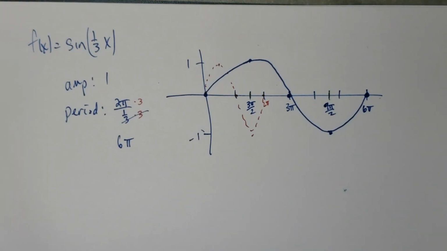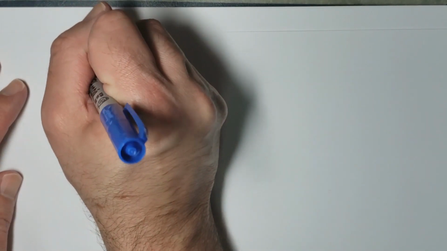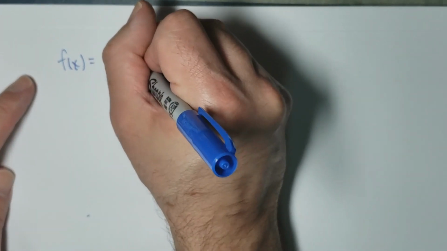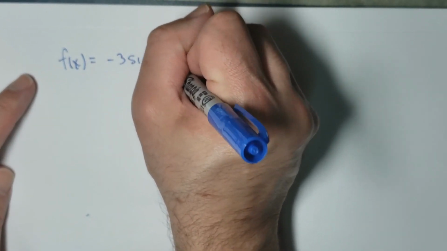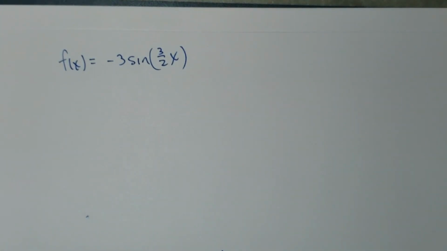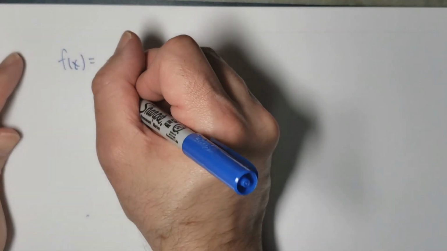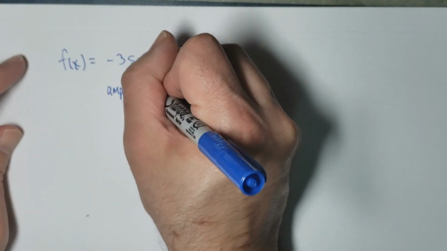All right, let's do one more of these, and that should be it. Let's kind of put everything together. So let's have f of x equal -3 sine of 3 halves x. All right, so the amplitude, always a positive number, is 3.